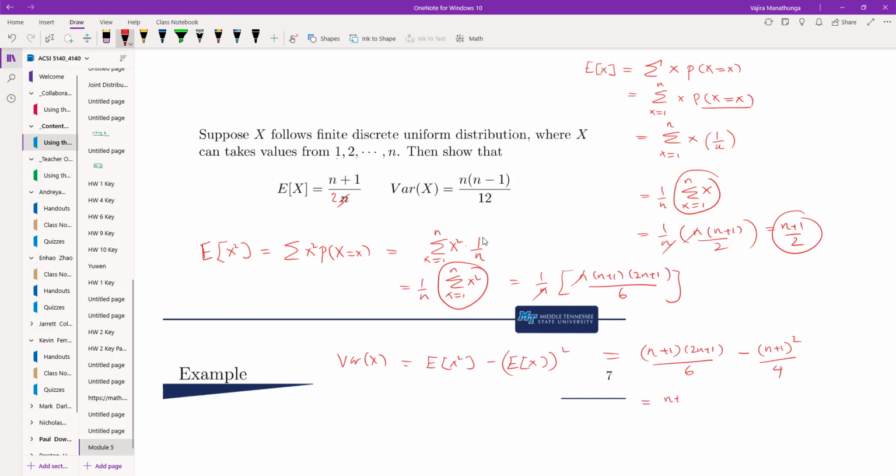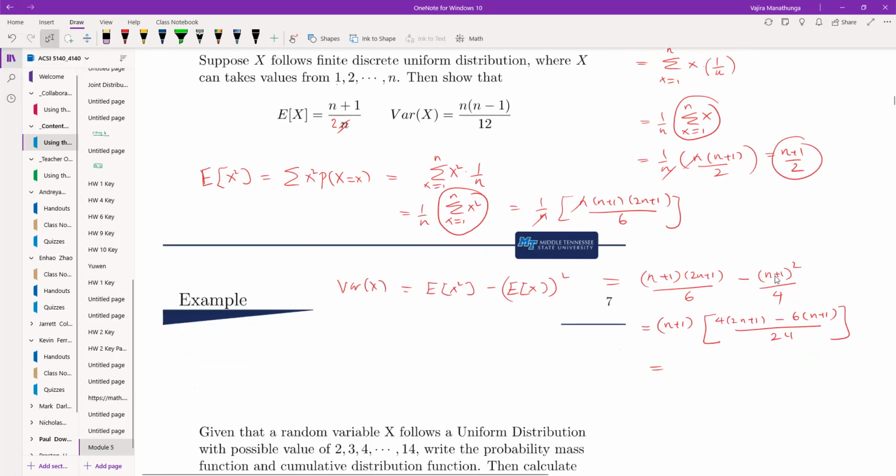So you can take the n plus 1 as common factor. So here you have 2n plus 1 minus n minus 1. Oh, I have taken one. So, I have 4 times 2n plus 1 minus 6 times n plus 1 over 24. We can simplify this. 8n plus 4 minus 6n minus 6 over 24.